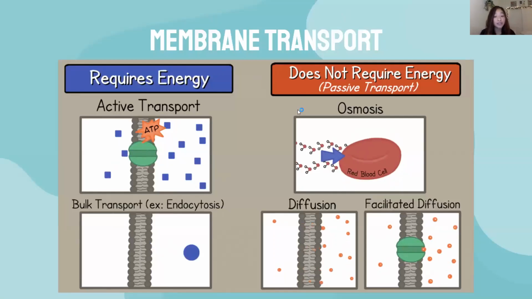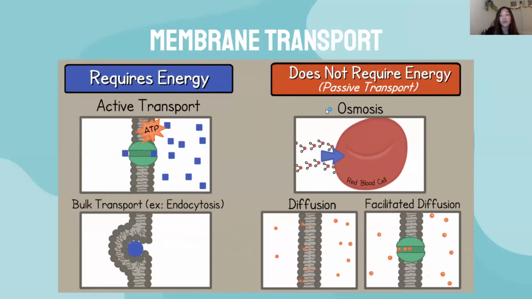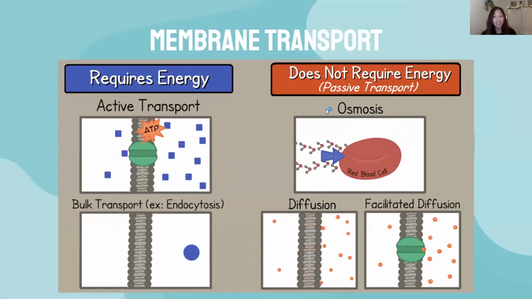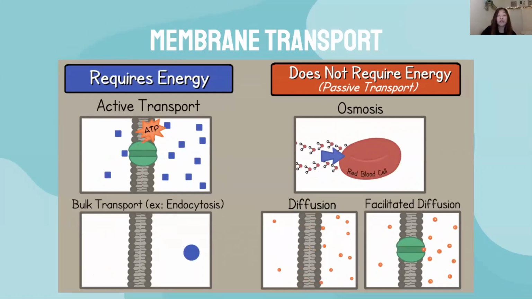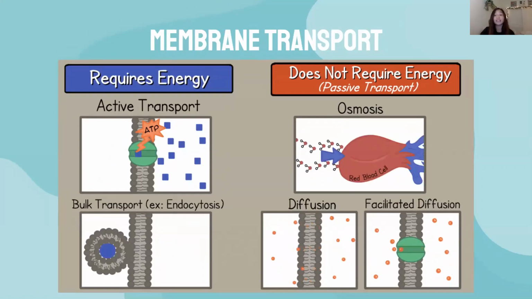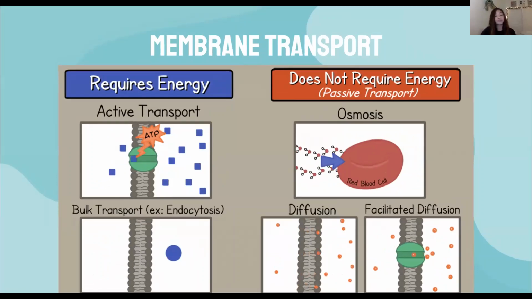And in active transport, unlike passive transport, the cell expends energy, for example in the form of ATP, to move molecules or ions against their concentration gradient.